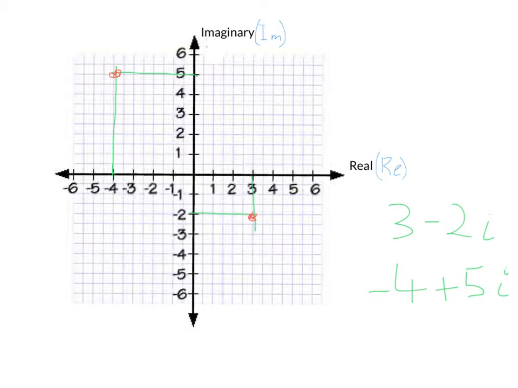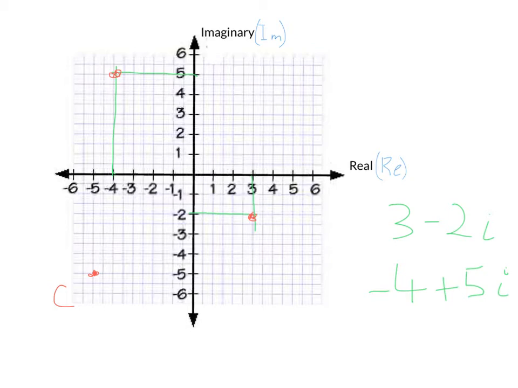Finally, I'm going to draw a point, and I want you to tell me what complex number the point represents. So I've drawn the point here. We can call this C. I want you to tell me what complex number that point C represents. And you can pause the video now, and when you're ready for the answer, just press play.